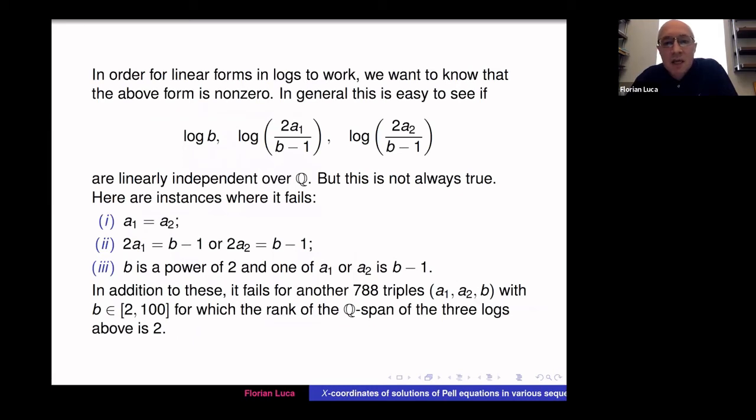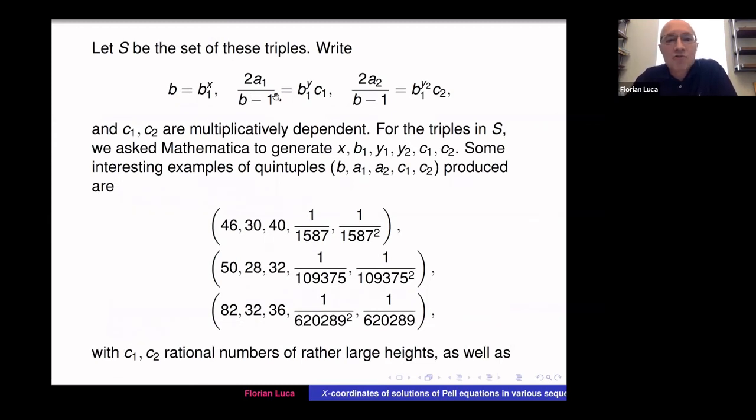All I'm going to say is that, for example, we have one issue there where you have some numbers, B, and you have some numbers, A1 and A2, which are smaller than B, and you have these three numbers, and life is easier if they are linearly independent over Q. And there are some cases in which they are obviously not. For example, if A1 equals A2, or if 2A1 is B minus 1, because then this term disappears, or if B is a power of 2, and so on. But then in our case, we had 788 triplets for which they were linearly independent over Q, but they didn't fall into these categories.